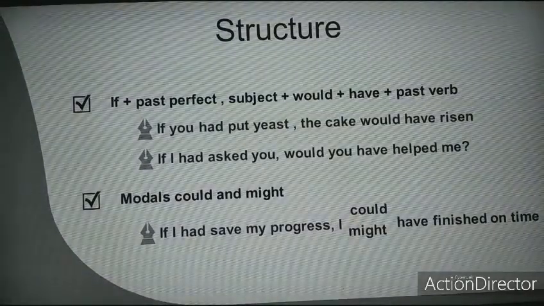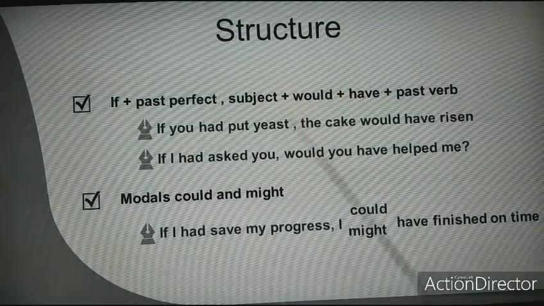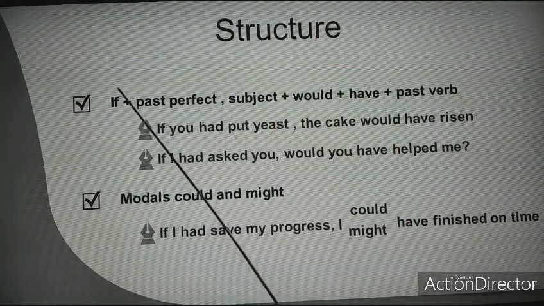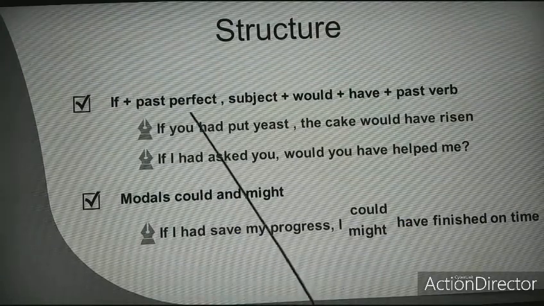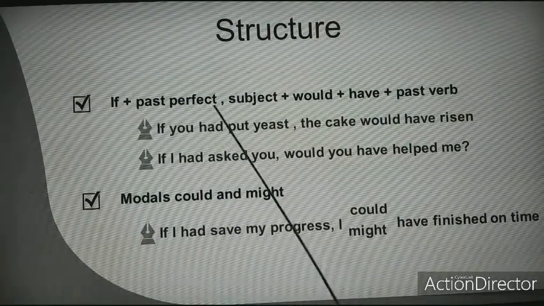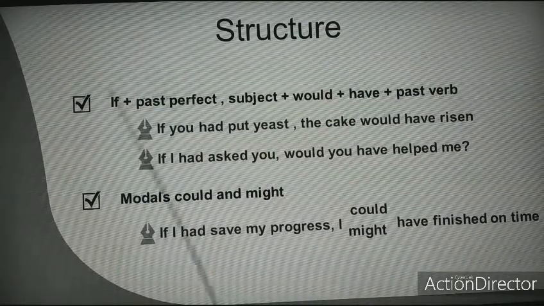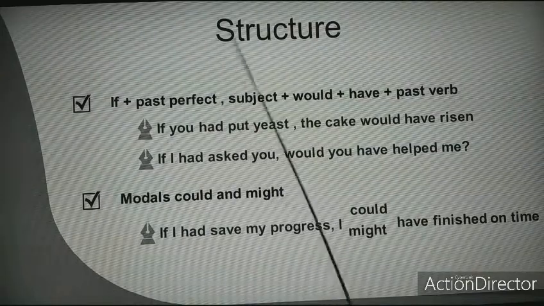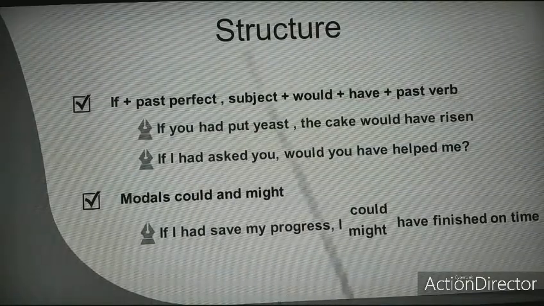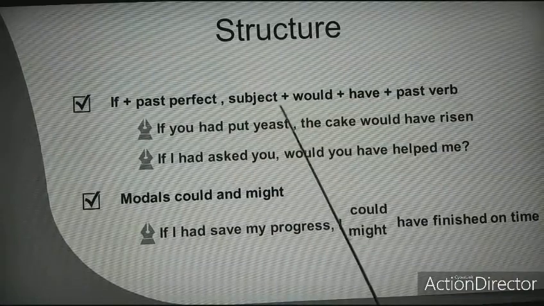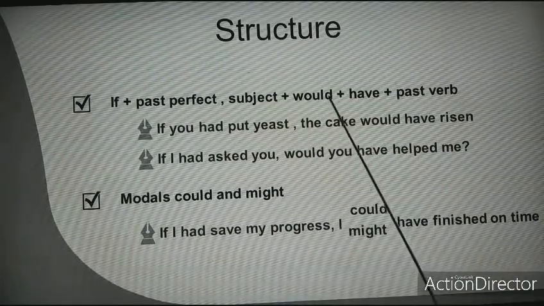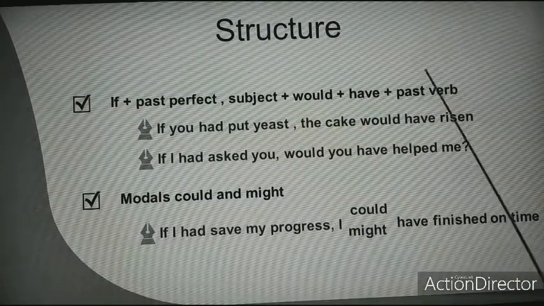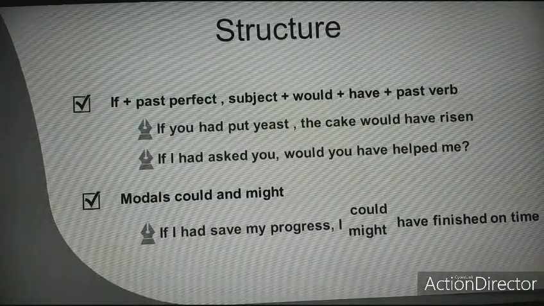The structure of the third conditional is this. First, like many other conditionals, it has the if followed by a past perfect sentence. This is the first part, the possible scenario that didn't happen in the past. Then we have the second part of the sentence: the subject, followed by the modal would, then the auxiliary have and the past participle.